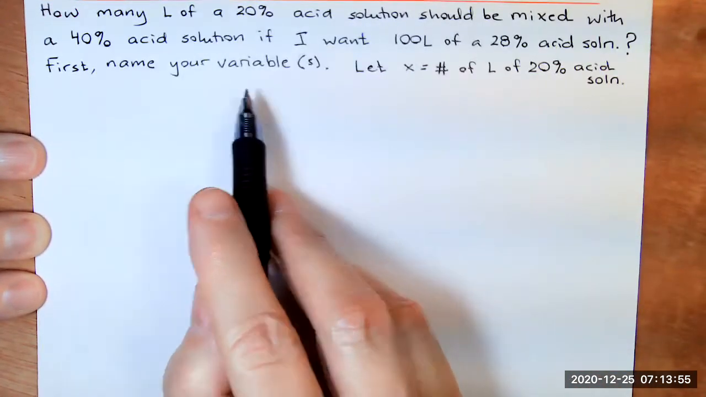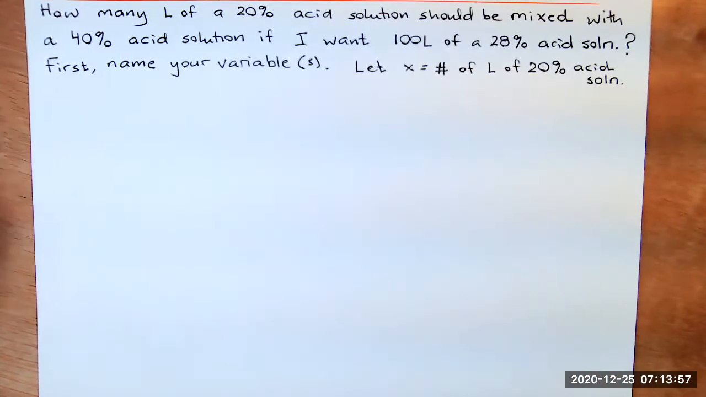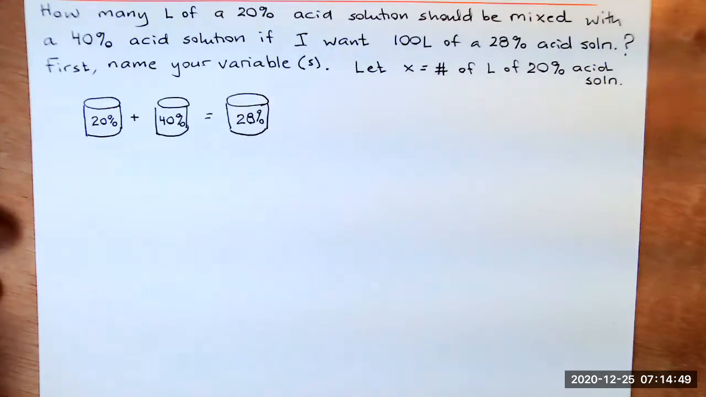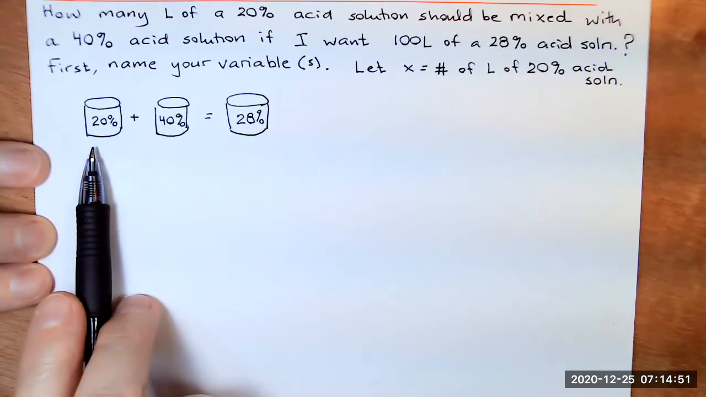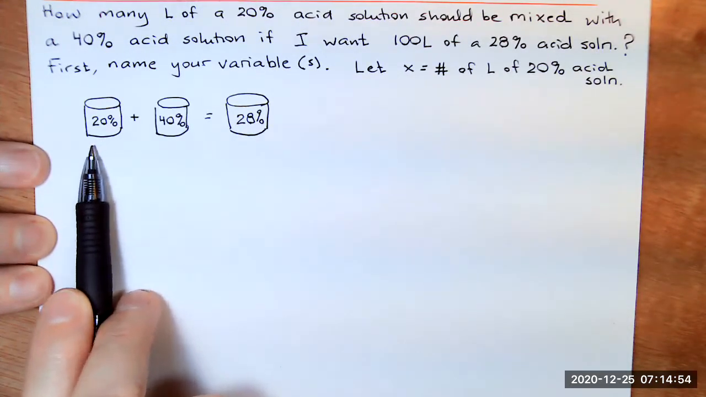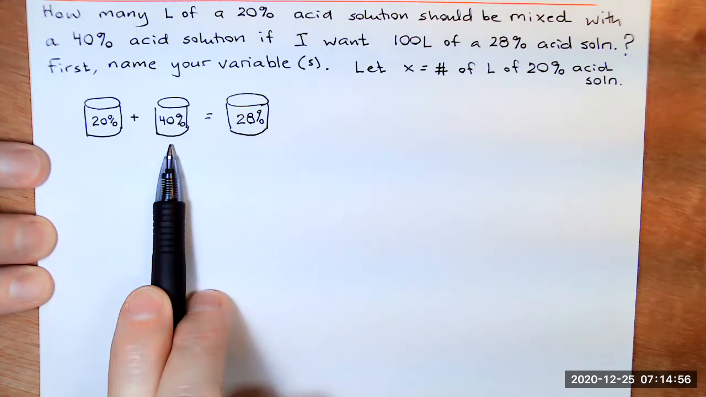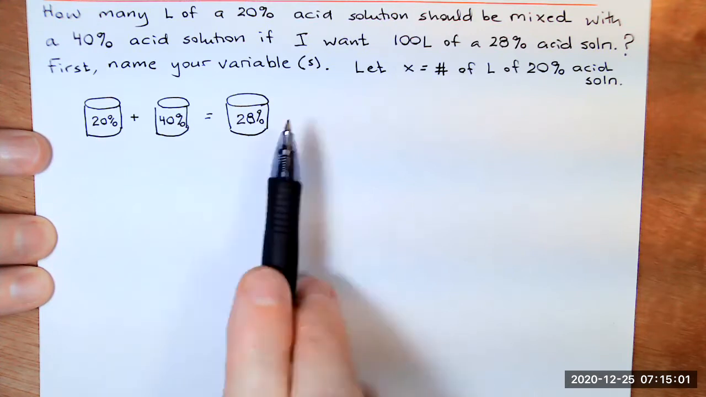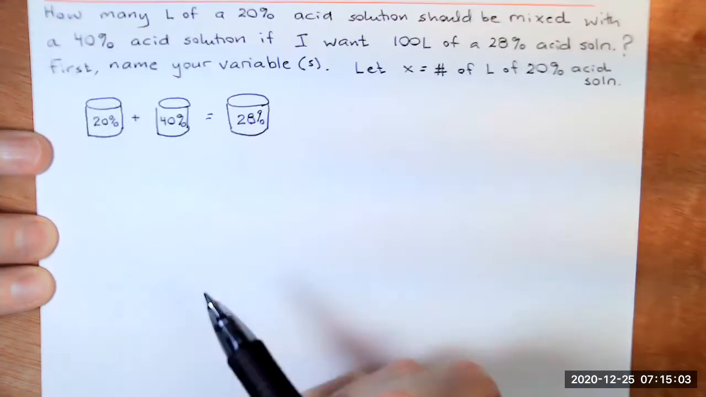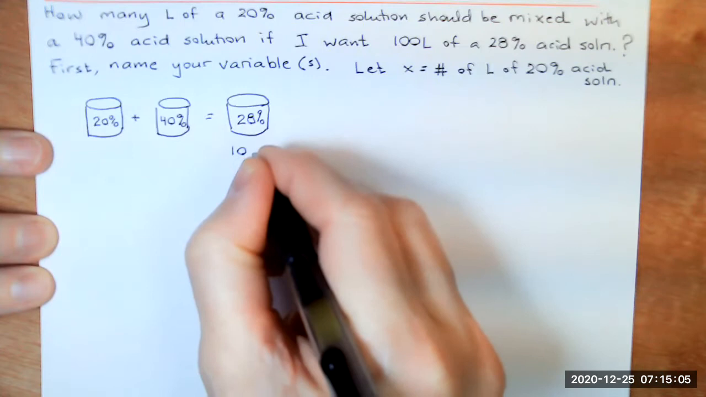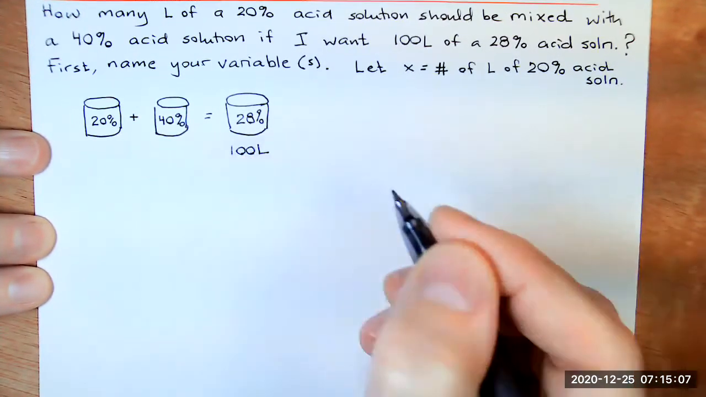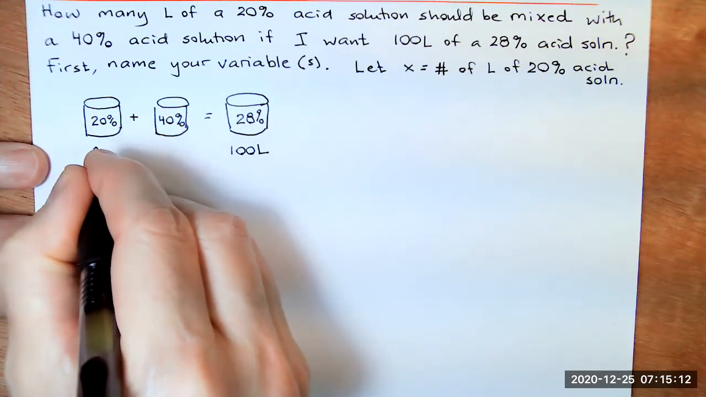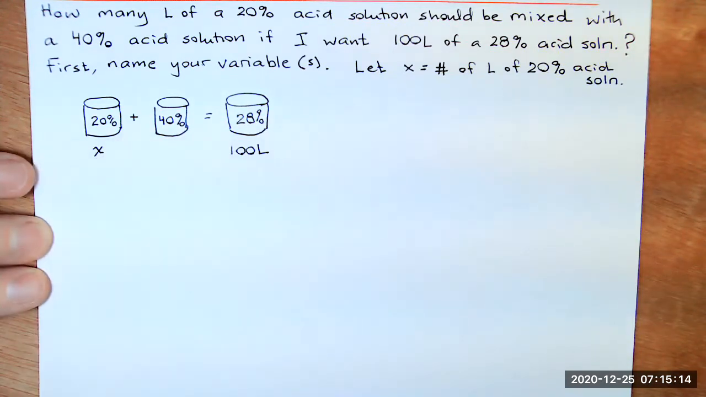And then for these mixture problems, I find it helps to draw a picture. Let me do that. All right, I'm mixing a 20% acid solution with a 40% acid solution, and I want to end up with a 28% acid solution. And I already know the quantity, so I'll write that below. I want to end up with 100 liters of the mixture. And I know that this is X liters.